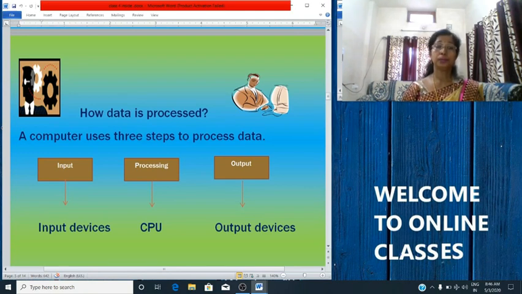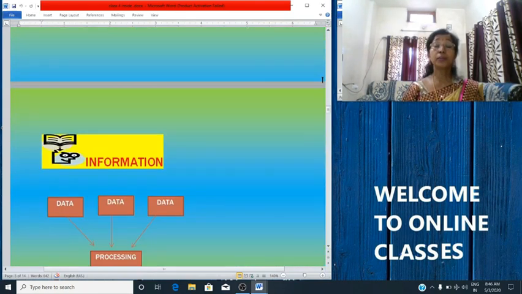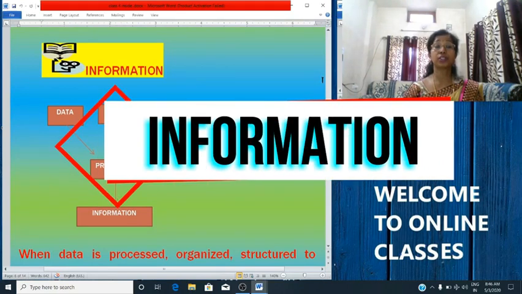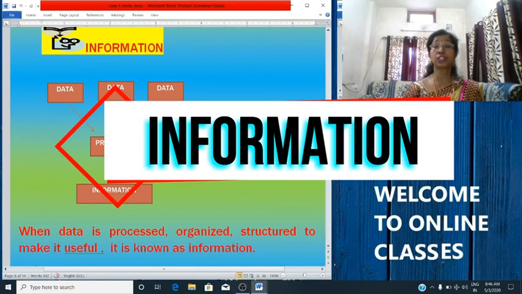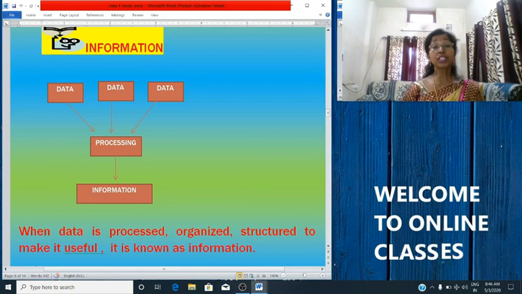Hope the concept is clear. All of you understood what is data. Now, we will learn about information. What is information? The processed data is called information. What we get after processing, we call it as information.